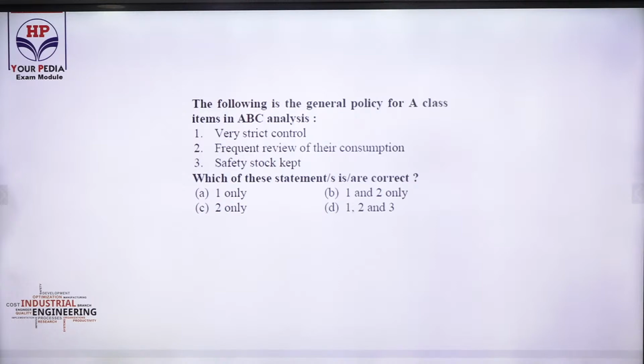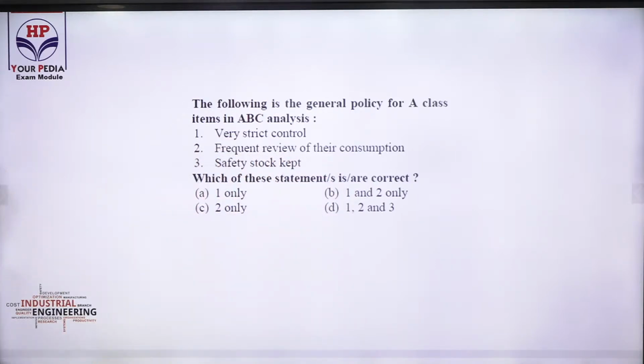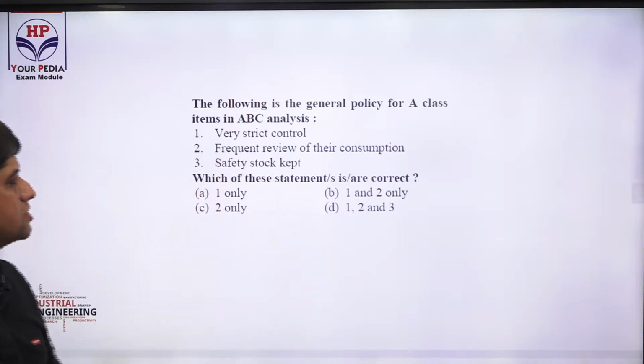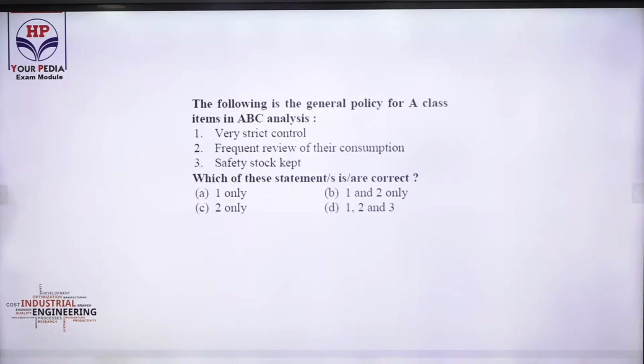So for A class items in ABC analysis, what should be the policies? For A class items, should you have very strict control? I told you, for ornaments, we should have very strict control. Frequent review of their consumption, that is also true. Safety stock is kept? No. We normally do not keep safety stock for A class items. Frequent review is done, but safety stock we do not keep.